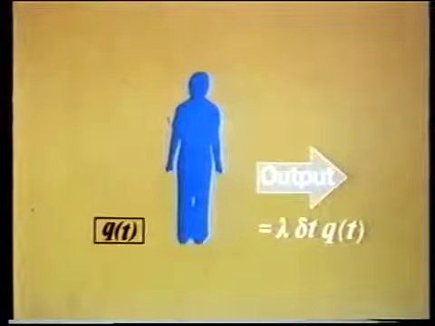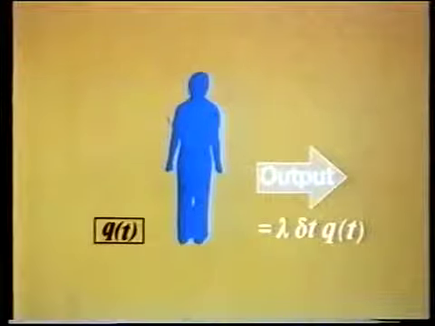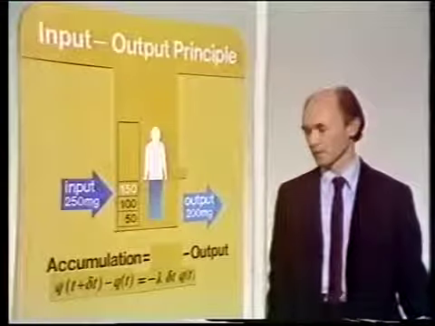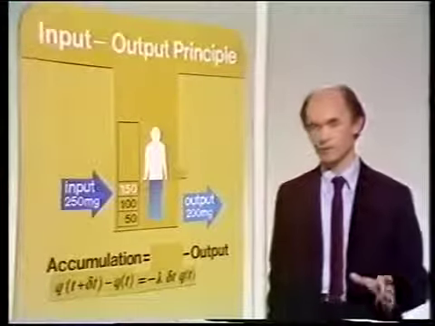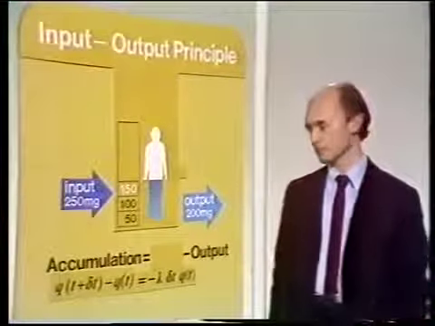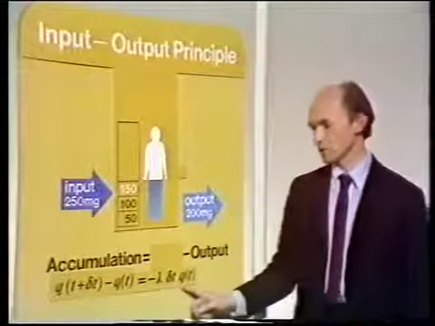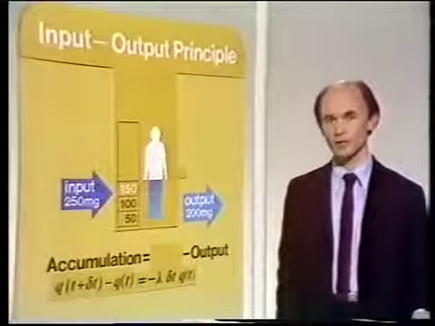Let's write it out in symbols. This is what it'll look like. Now, I've also assumed that the output is proportional to delta t, because the longer the time interval, the more output there will be. And finally, our constant of proportionality, lambda. So that's the mathematical model. In setting it up, I've used, first of all, the input-output principle to get the left-hand side, and on the right-hand side, an assumption about proportionality.